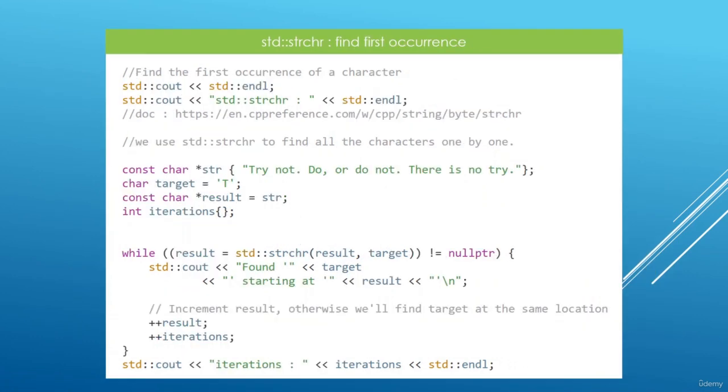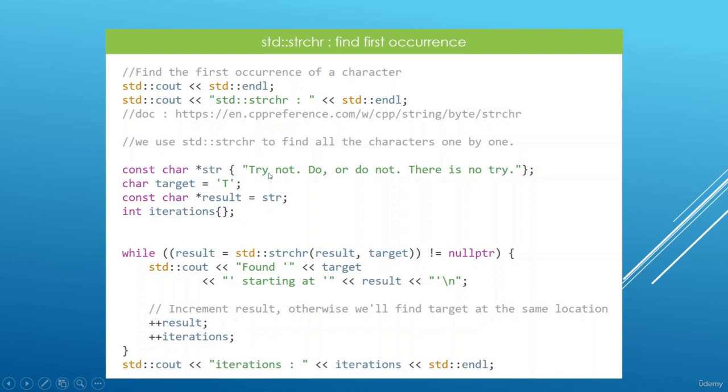We have a facility that we can use to search in a string and search for a character. The facility for that is strchr, and it is going to find the first occurrence of a character in a string. And the documentation for this is right here. And please note that this example is actually copied straight from the documentation.